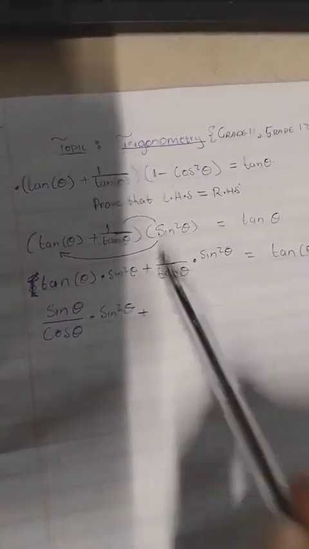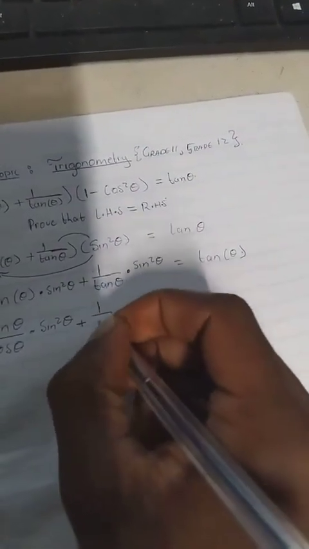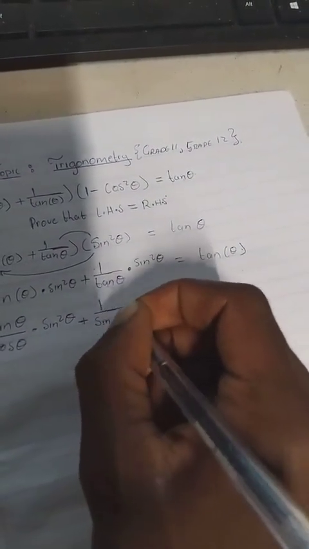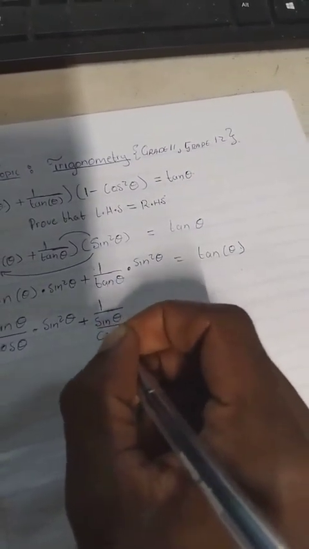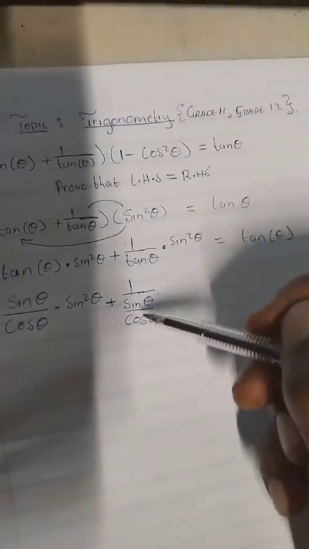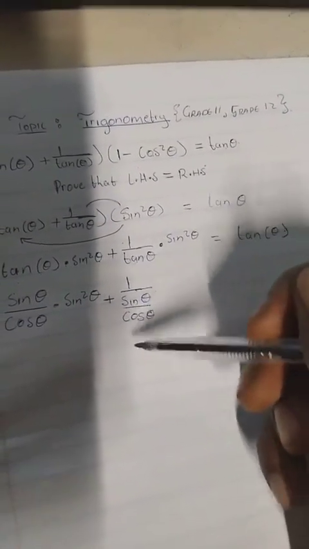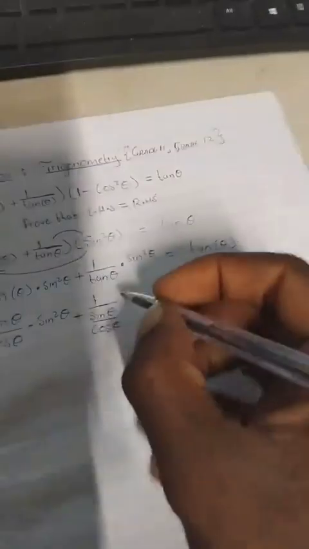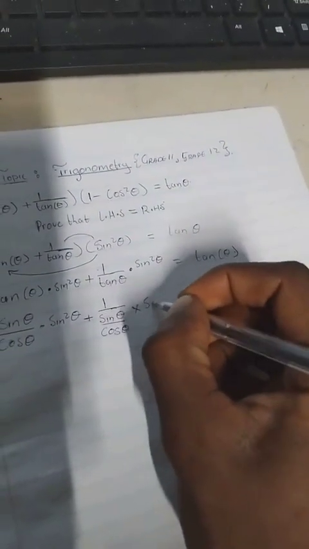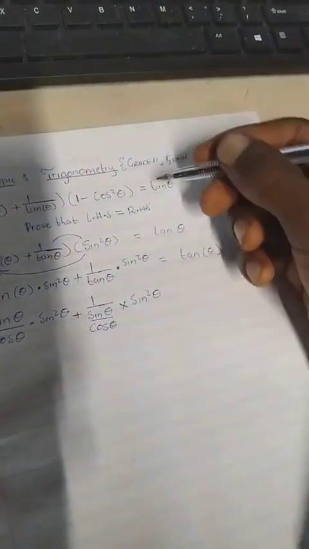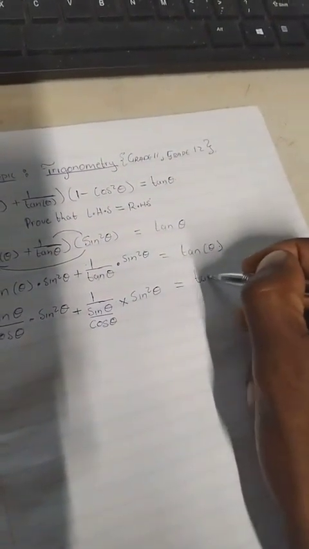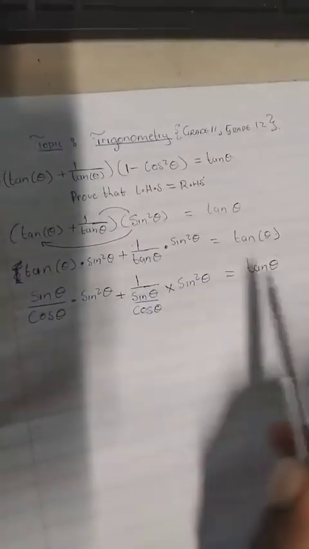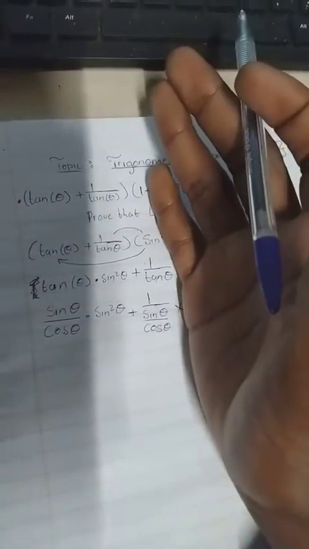Plus 1 over tan theta is going to be 1 over sine theta over cos theta. Don't be scared to write it. You have a right to write it like this. You shouldn't be scared, guys. And you multiply this whole thing with sine squared theta. It's equal to tan theta. Again, I'm not interfering with both sides. Right hand side is right hand side. Left hand side is left hand side. I'm not interfering with both sides.